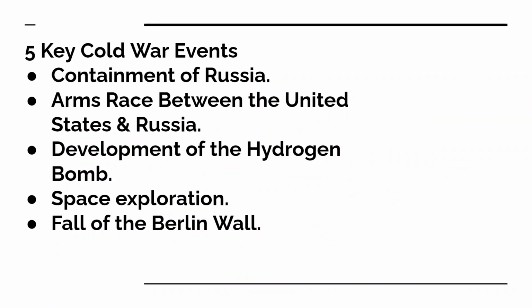The five key Cold War events were the containment of Russia, which basically the containment was a geopolitical strategic foreign policy pursued by the United States during the Cold War to prevent the spread of communism after the end of World War II. Arms race between United States and Russia, development of the hydrogen bomb, space exploration, and the fall of the Berlin Wall.